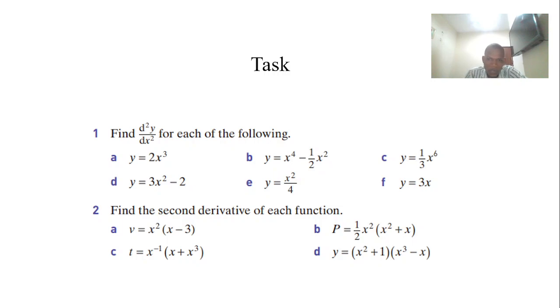Okay, so now for this 2D you have to expand. For 2A, 2B, 2C and 2D, expand the bracket first before differentiating twice. Find the second derivative of each function. So now you have to expand this bracket. You do x squared times x cubed, x squared times negative x, then plus 1 times x cubed, then plus 1 times negative x. Now after expanding, you get the expanded form of y. Then you differentiate them twice and you get your answer.